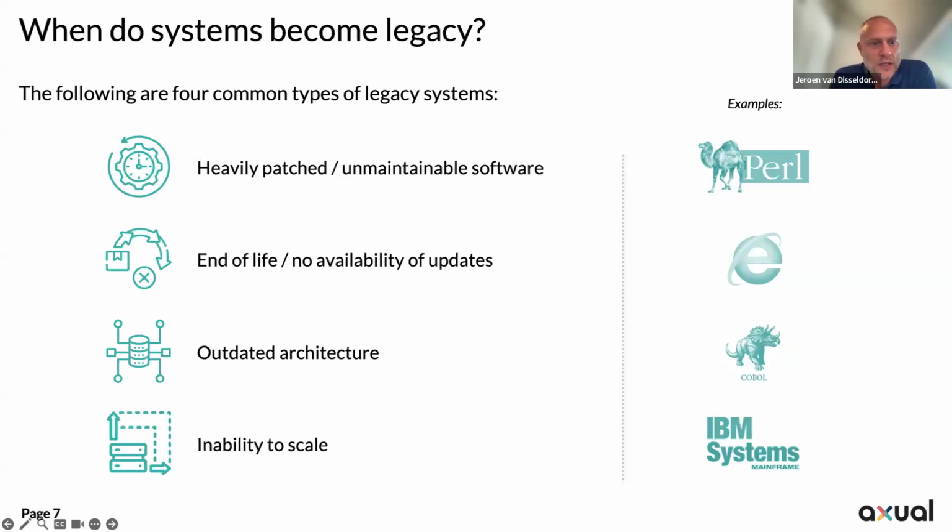And last but not least, the inability to scale. This happens a lot with older systems, which may have limited hardware. I have an example here with IBM mainframes. That doesn't mean that IBM mainframes are by definition unable to scale, but they often run on older hardware. So then companies are forced to make a choice how to scale the requests that the systems need to be able to handle in real time.